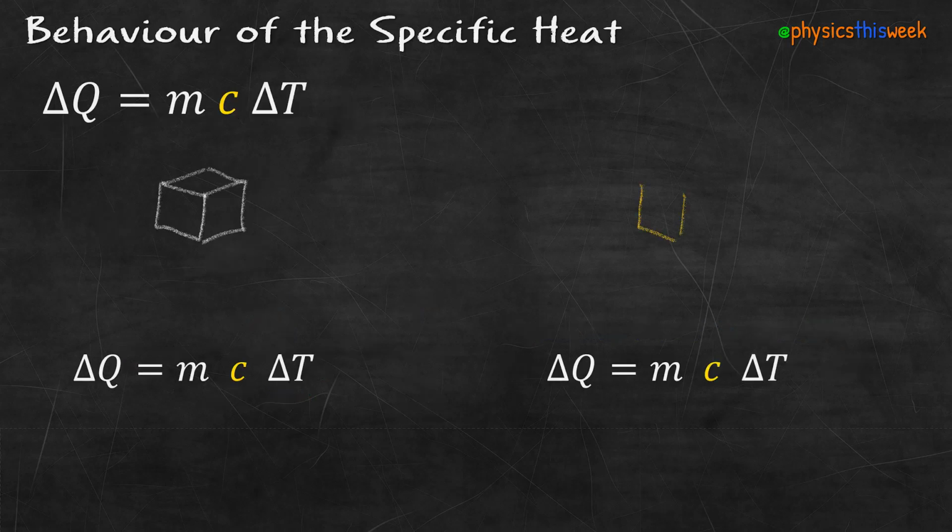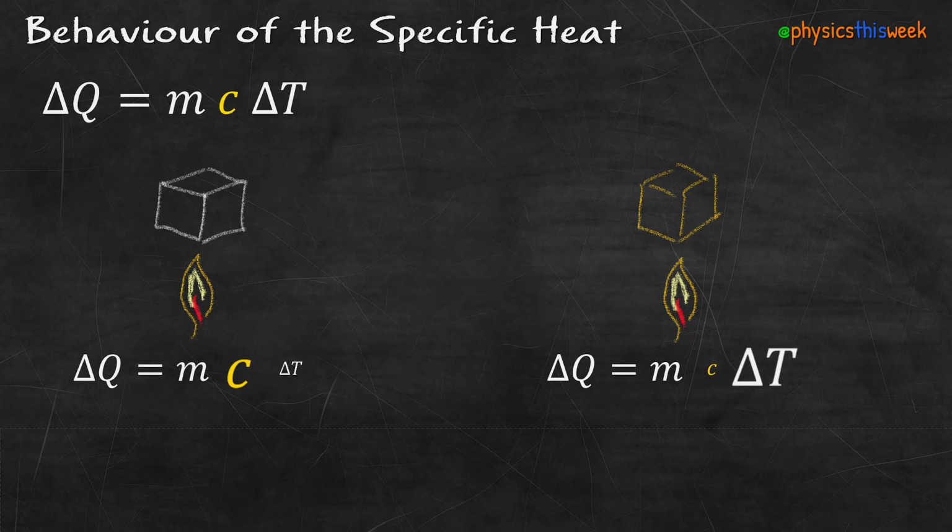Let's assume that we add the same amount of heat to two objects with the same mass but different specific heats. Notice that in the heat transfer equation, the specific heat and the temperature change are on the same side of the equation and multiplied by each other. This means that for materials with a higher specific heat, the temperature change will be smaller. Likewise, for materials with a lower specific heat, the change in temperature will be larger.